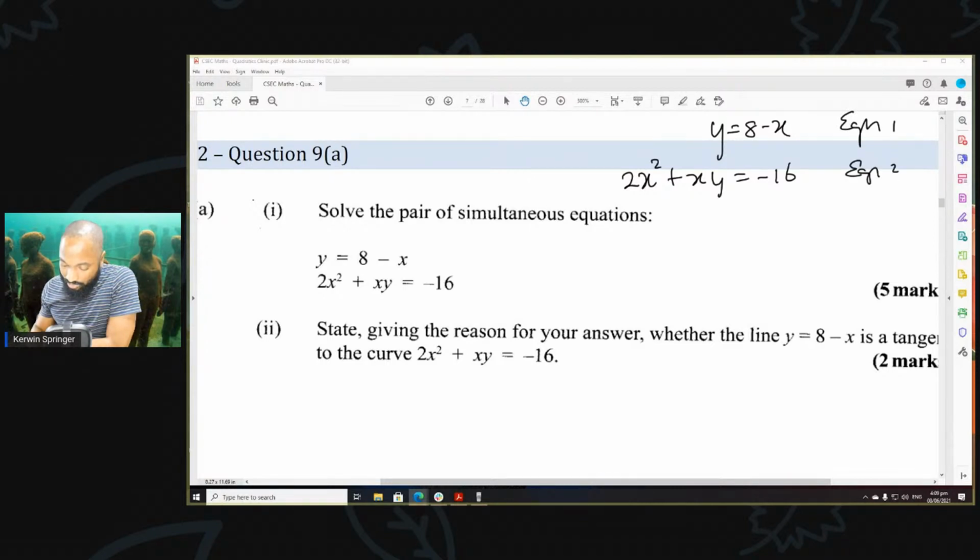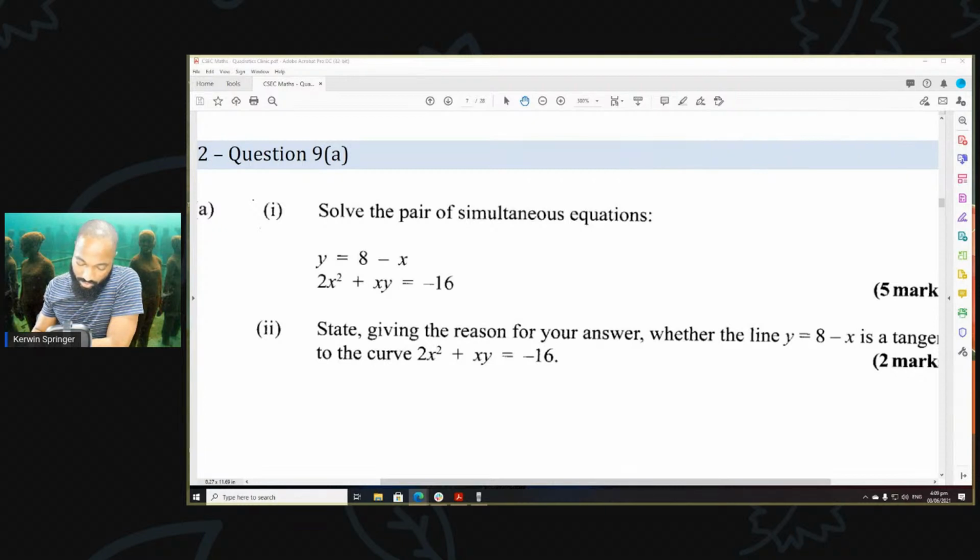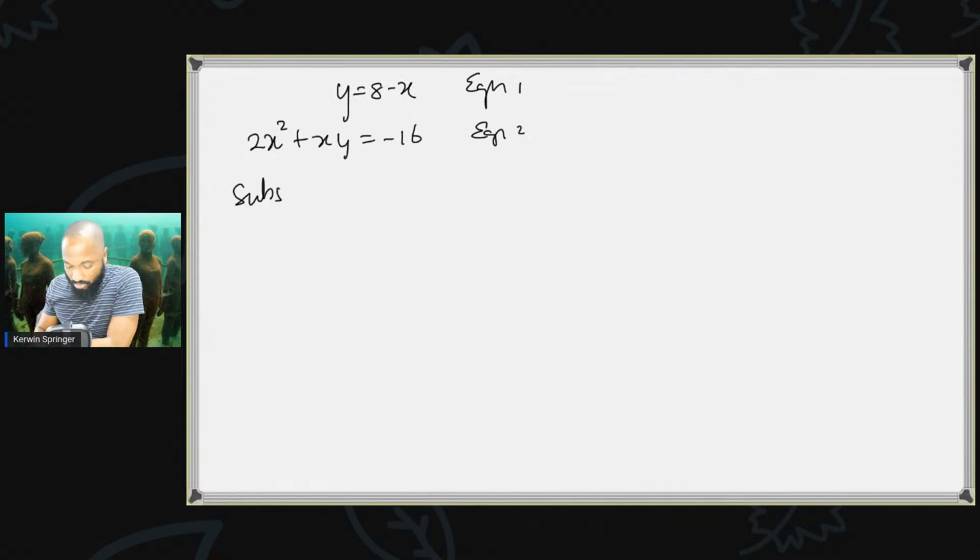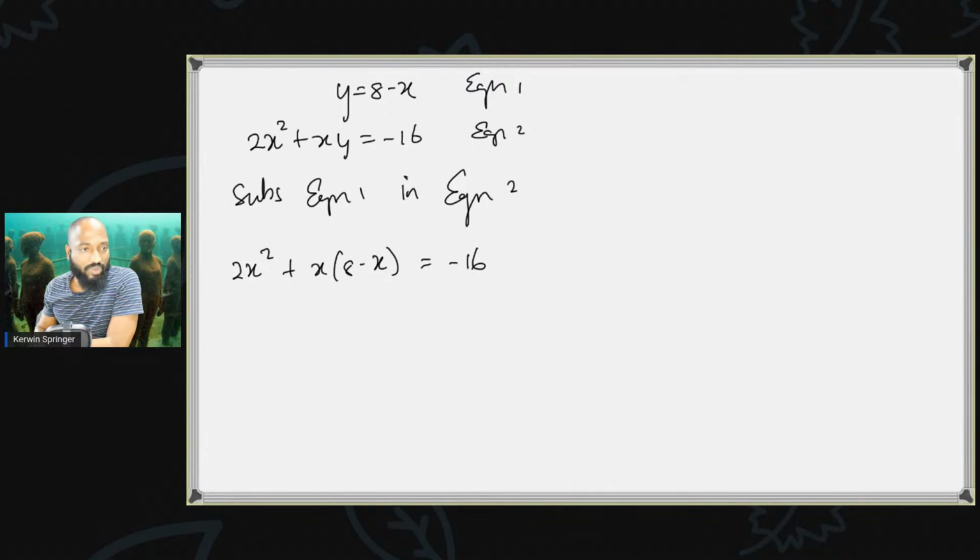And we'll go on a clean page. We'll say substituting the linear equation, equation 1 into equation 2. We'll get 2x squared plus xy. Nope, we can't put y. We need to put what y is in terms of x. 8 minus x is equal to negative 16. Say in the chat if you understand that.